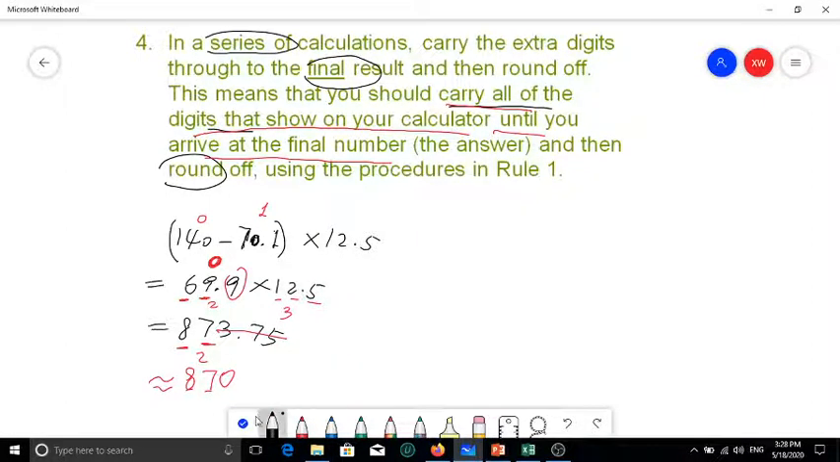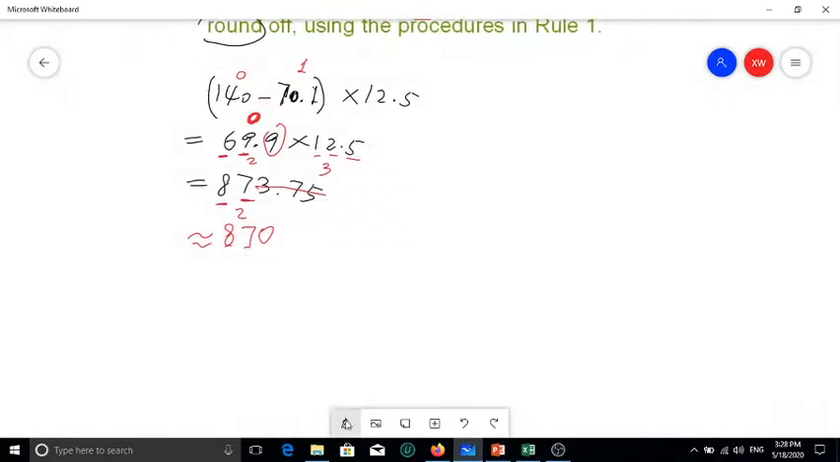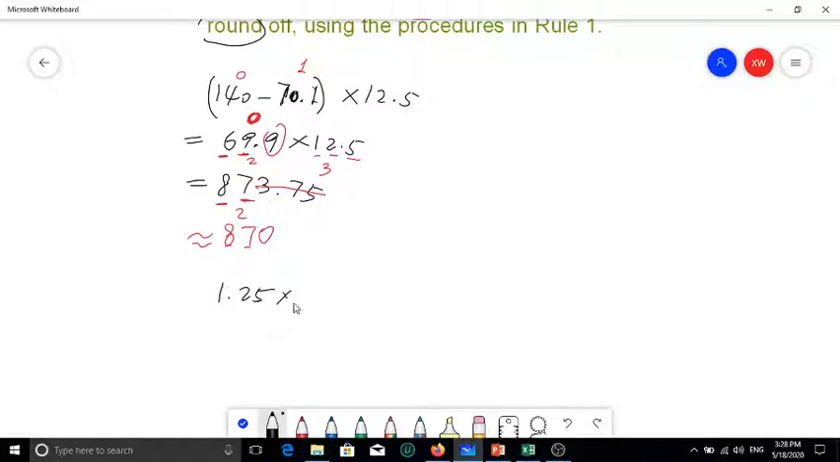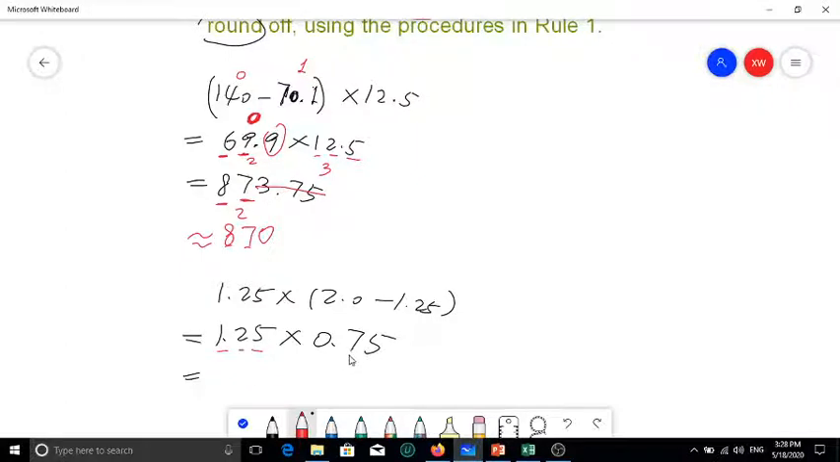You can try to pause it here to see if you can find out the answer of this calculation with the correct number of sig figs after rounding. If you come back from your calculation, you will see you're still supposed to do what's in the parentheses first. So you copy down this 1.25 times what's coming out from this parenthesis subtraction, which is 0.75. So you're supposed to count the significant figures here. 1.25 has 3.